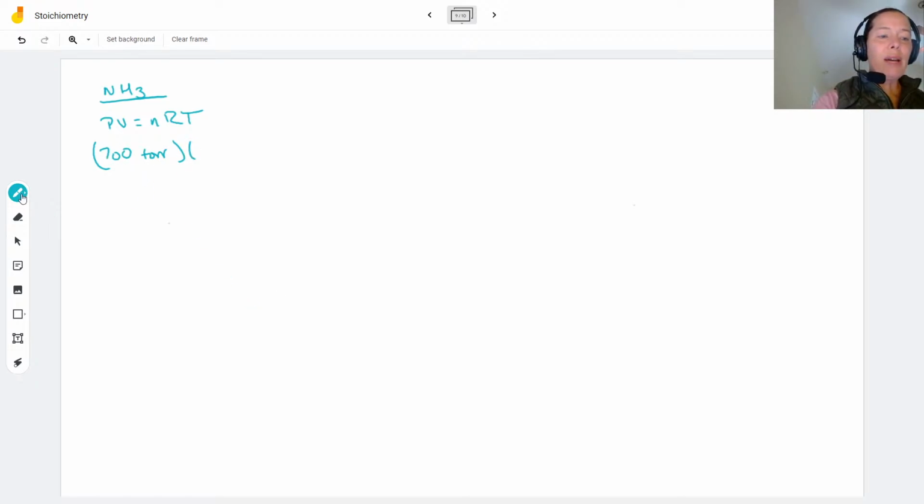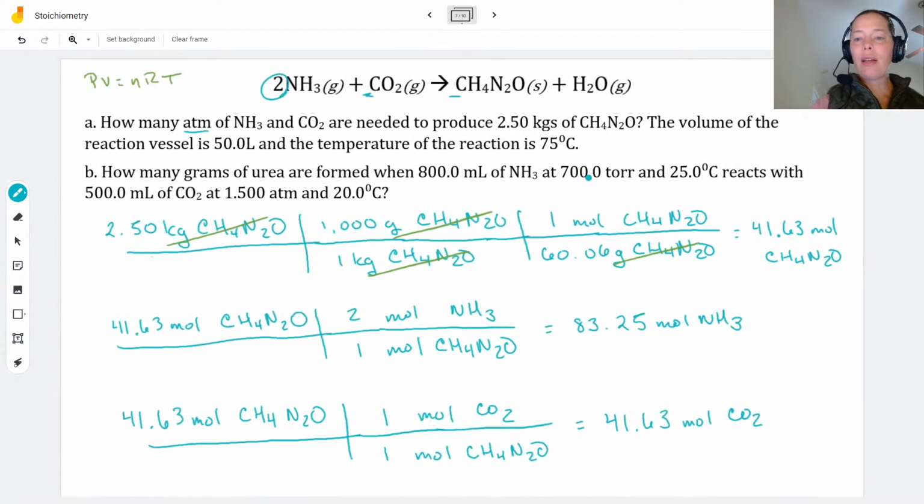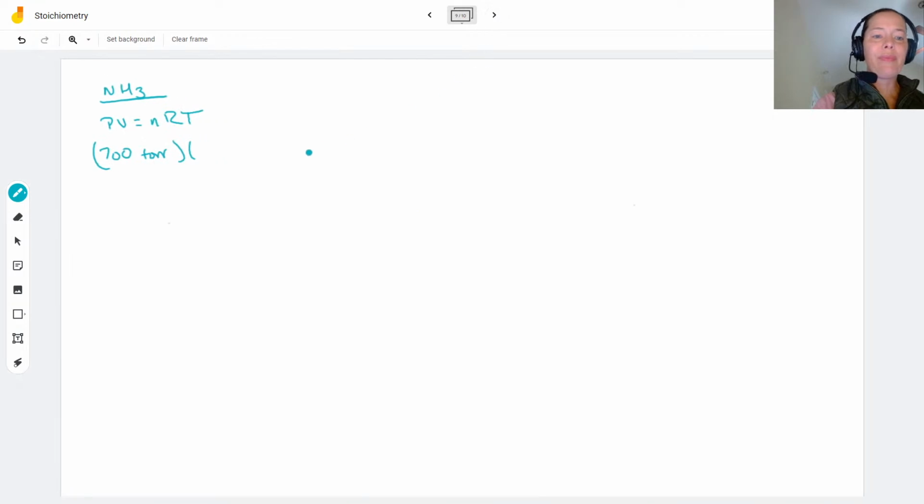Okay, I have my volume. Going back, I have 800 milliliters. I'm going to solve for N, my number of moles, so let's choose my R. I've got torr and milliliters. Of course, N is going to be in moles and temperature has to be in Kelvin. Do I have an R that has torr and milliliters? Well, I don't. But I do have an R: 62.364 liter torr per mole K.